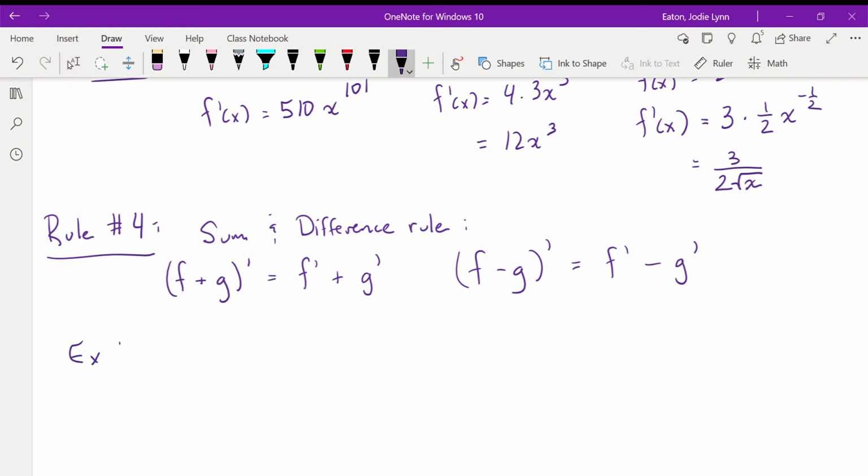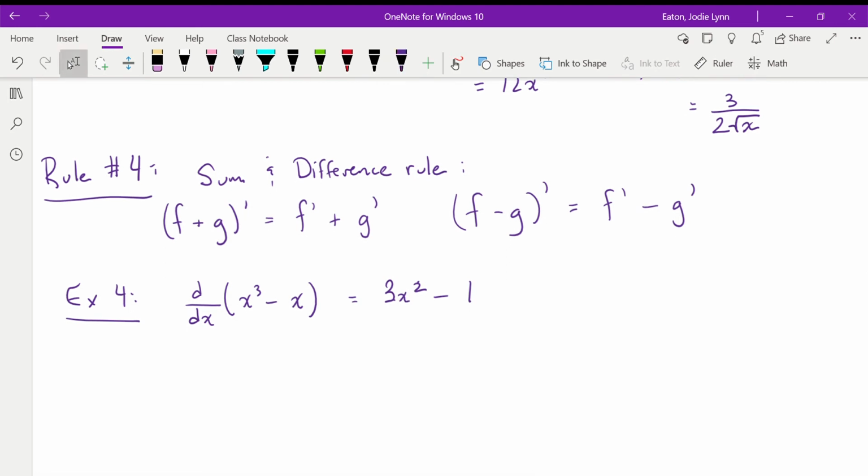So example 4, we've got the derivative d dx of x cubed minus x. So we're just going to do each one individually. So that is equal to 3x squared. That's the derivative of our first power, minus 1. That's the derivative of our second power: 1 times x, we drop the power of x from 1 to 0, and x to the 0 is just 1. Okay? And let's look at another one.